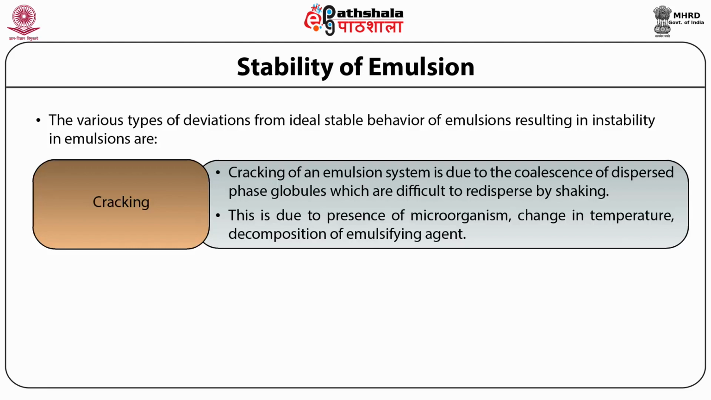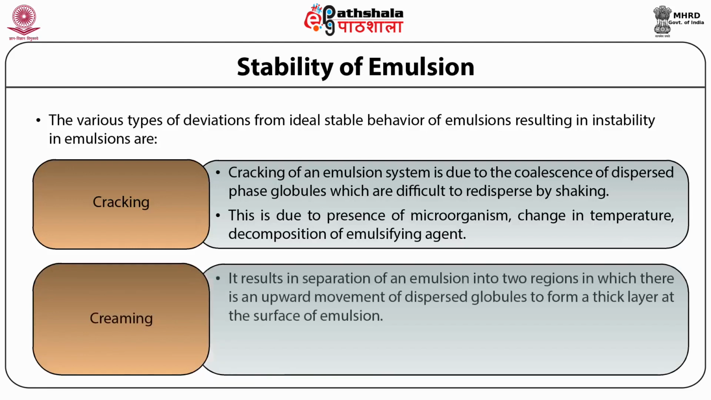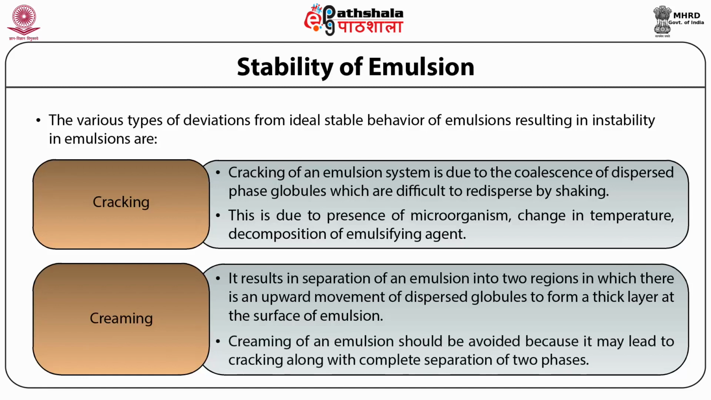The second most commonly encountered instability is creaming. Creaming results in separation of an emulsion into two regions in which there is an upward movement of the dispersed globules to form a thick layer at the surface of the emulsion. Creaming of an emulsion should be avoided because it may lead to cracking, along with a complete separation of the two phases.